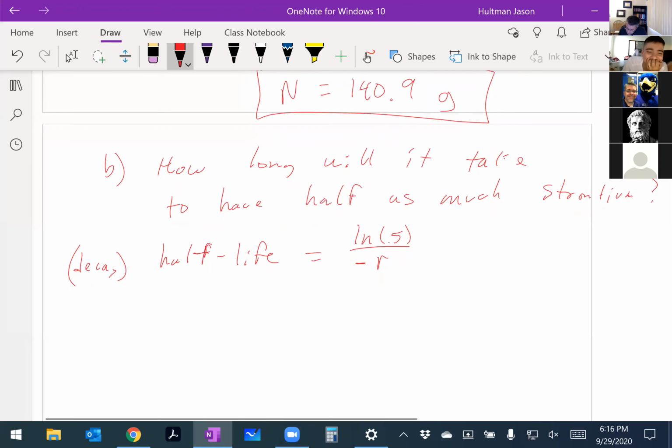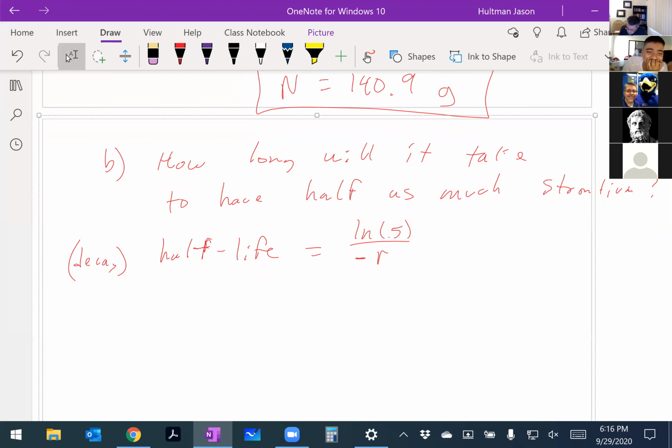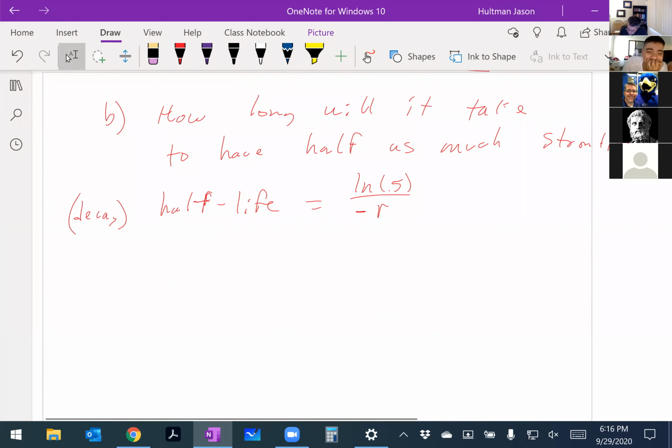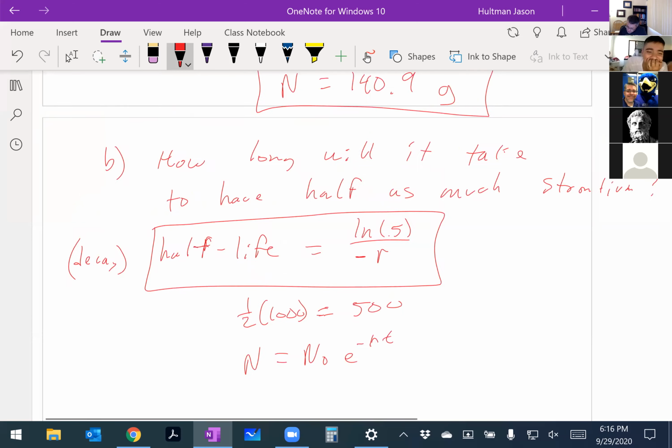Now, we could verify that this is the half-life formula by doing a little bit of algebra. We can see, oh, okay, where did this come from? Well, if I want half as much, what's 1/2 of 1,000? Well, isn't that 500? So I want to end up with 500. Let's look at the formula again. N is equal to N naught e to the negative rt, right? Or kt, I don't know which one I used here.